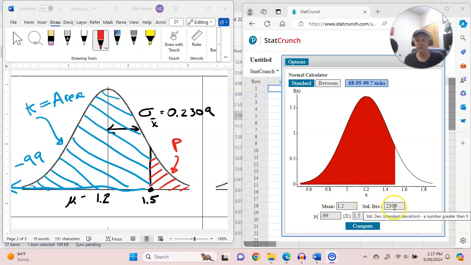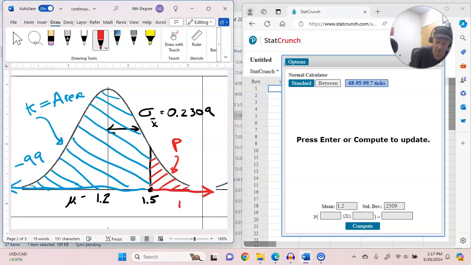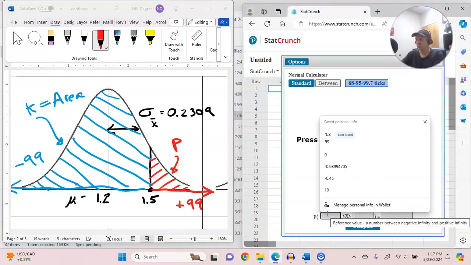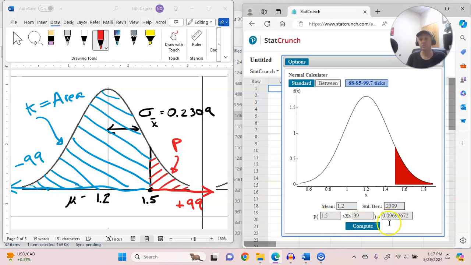The mean and the standard deviation are the same as before. This time, again, we're looking for the area, so we'll leave that field blank. And this interval now has a minimum of 1.5, and then it goes off to positive infinity. So we will enter those figures here: from 1.5 to infinity, aka 99. And we get, if we rounded this to 2 decimal digits, 0.10, pretty close to 10%.